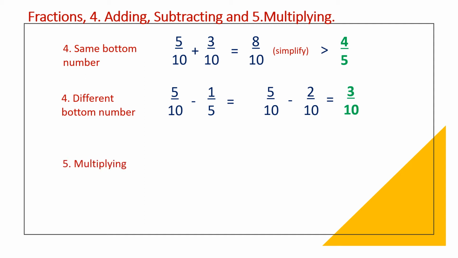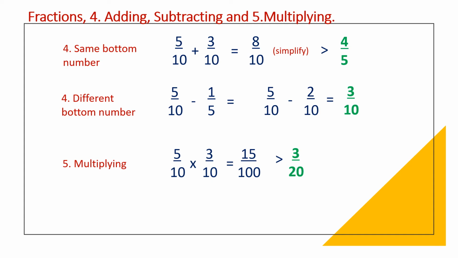Now multiplying. Multiplying is the easiest of all calculations when working with fractions. You just simply multiply both top numbers and you just multiply both bottom numbers. So 5 times 3 is 15, 10 times 10 is 100, and then just like before you simplify it. So your final answer is 3 over 20.